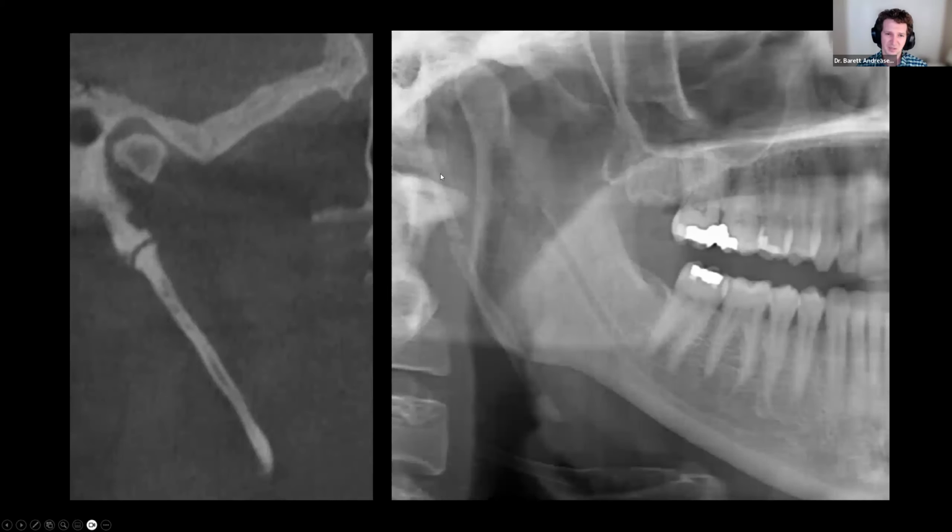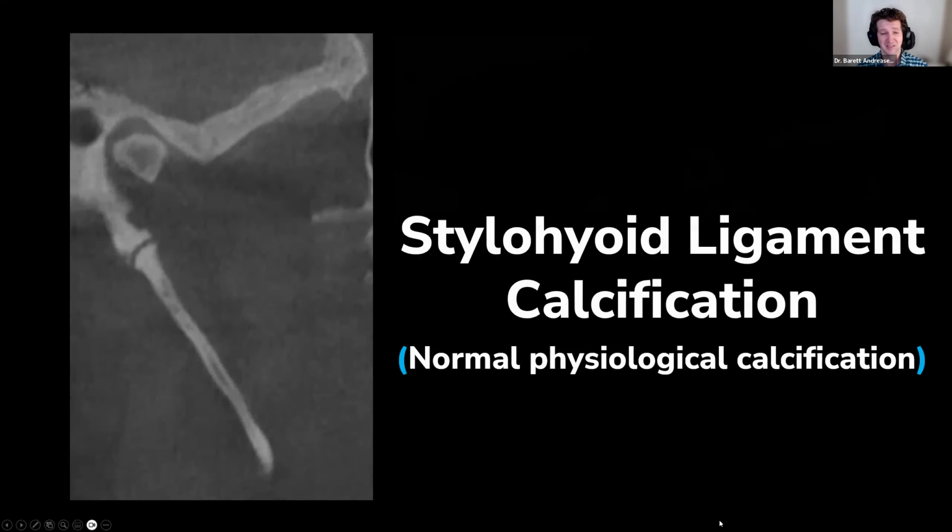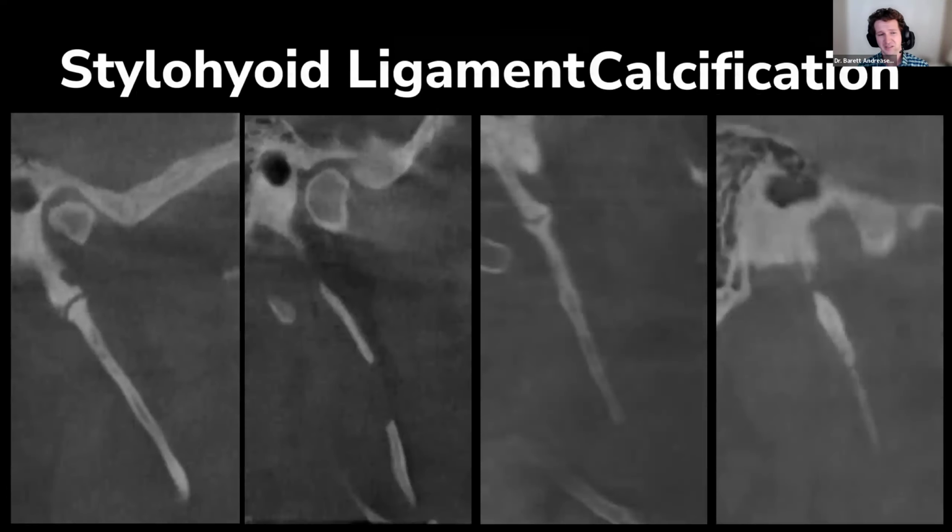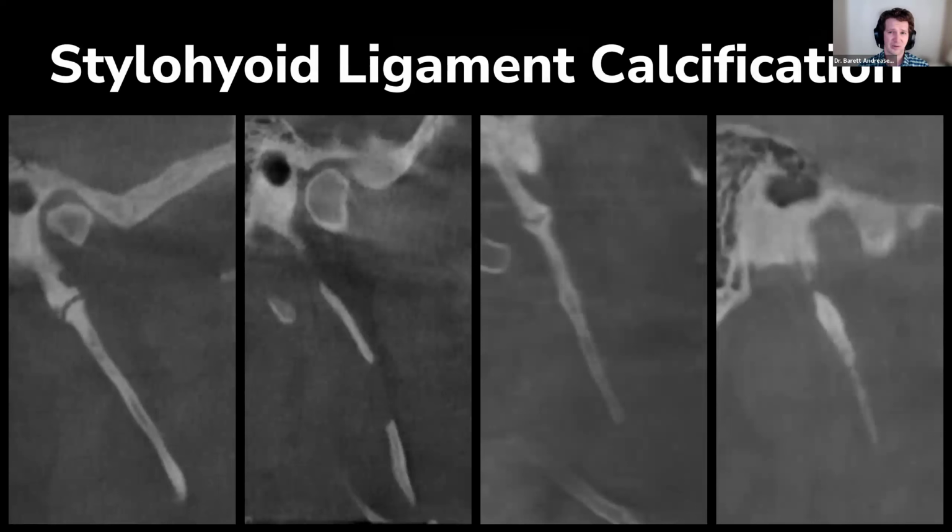Now, it might look a little bit more familiar if we put it on our 2D imaging. And sure enough, that's our stylohyoid ligament that has become calcified. Now, calcifications of the stylohyoid ligament, these are normal physiological calcifications. Don't know why it happens, but it happens in many, many patients. So there's a lot of different presentations of stylohyoid ligament calcifications. You can have continuous calcifications, you have segmented or interrupted calcifications.